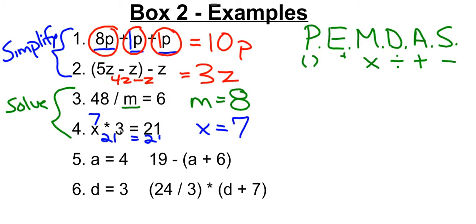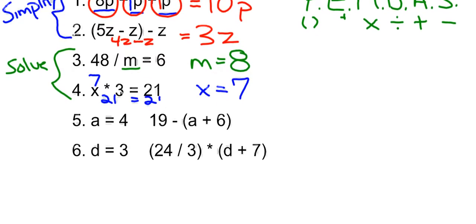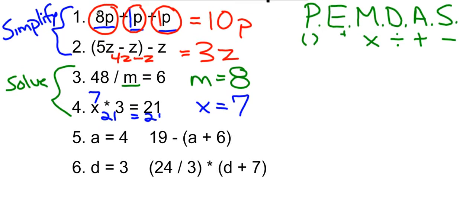The last type we're going to deal with is we're going to take a look at some of these evaluate problems. Notice there is no equal sign, but we have a lot of information going on here. So we're going to look at how to evaluate for numbers 5 and 6.